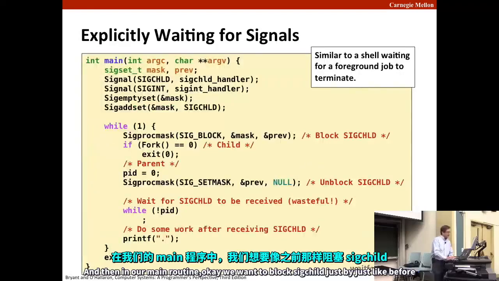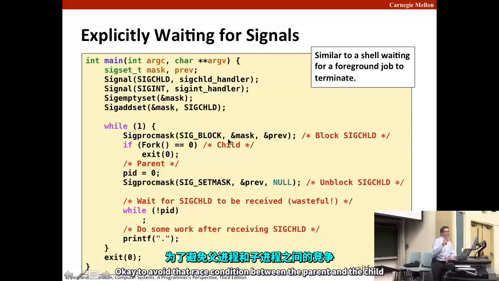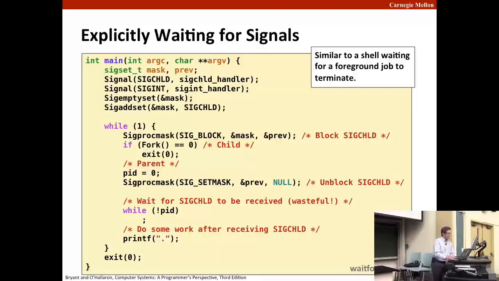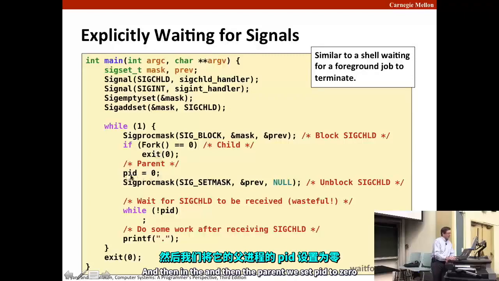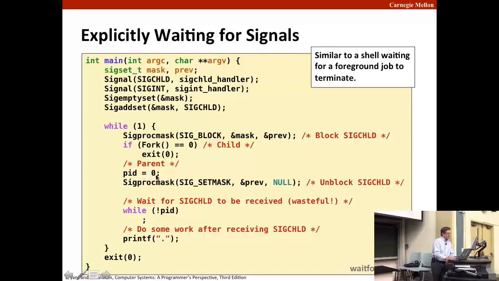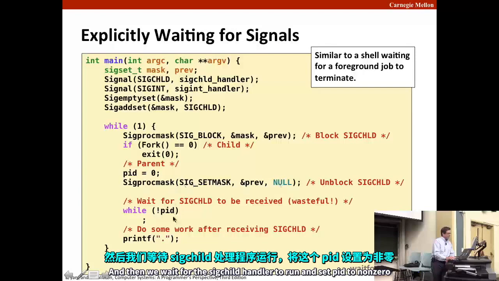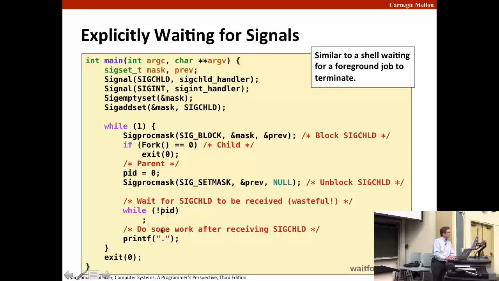And then in our main routine, okay, we want to block SIGCHLD just like before, to avoid that race condition between the parent and the child. And then we create the child. And then in the parent, we set pid to 0. Okay, then we unblock SIGCHLD, and then we wait for the SIGCHLD handler to run and set pid to non-zero.